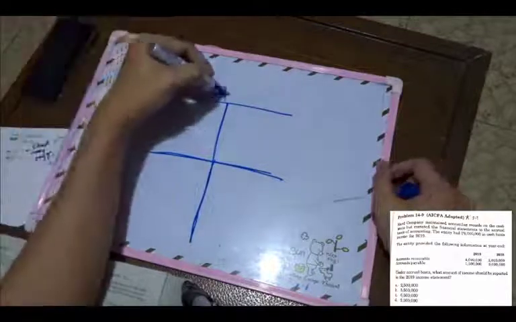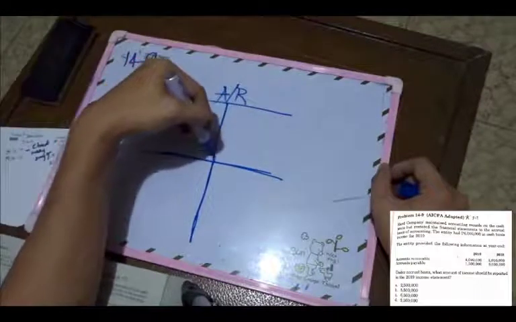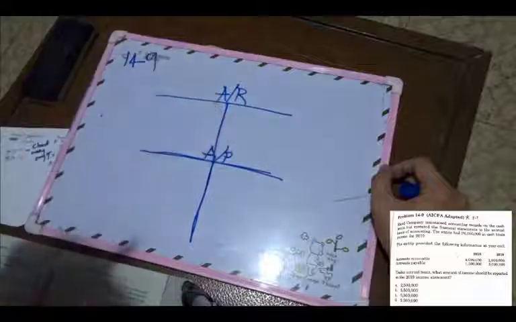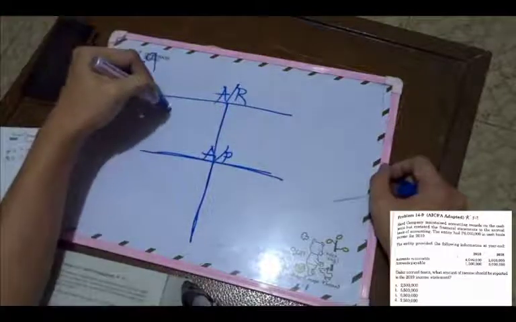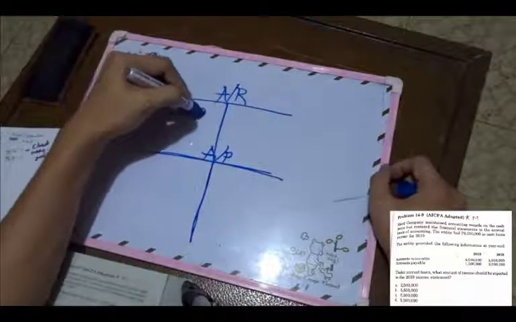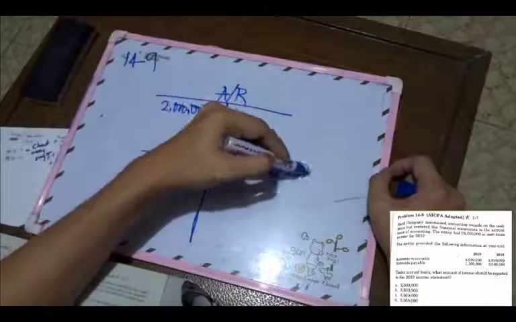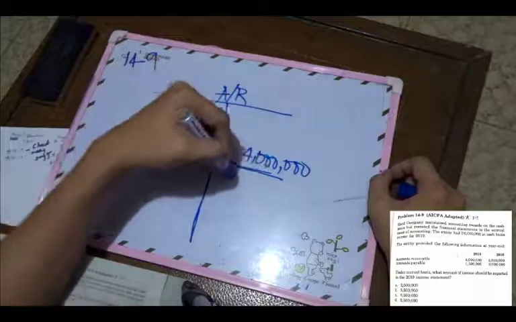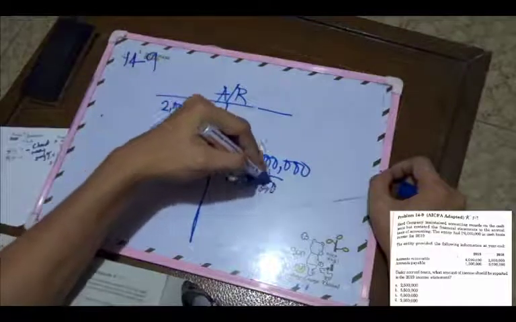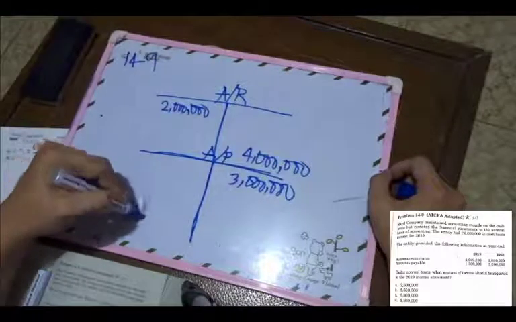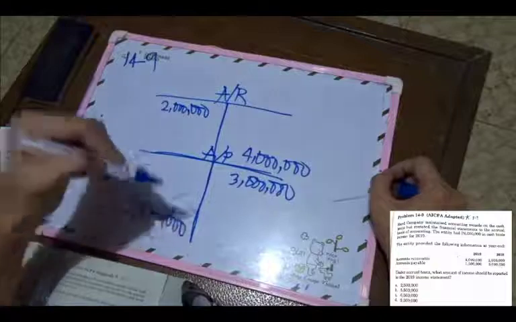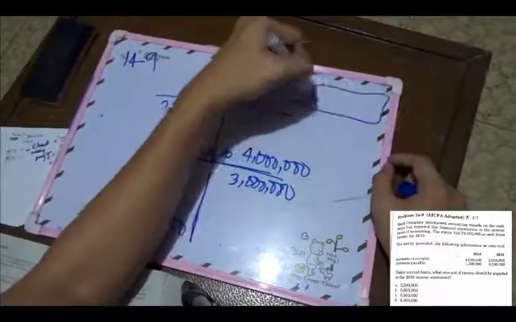So you have AR, AP. Beginning balance for AR is 2 million, debit side. Ending balance is on the credit side amounting to 4 million. Beginning balance for accounts payable is 3 million. Ending balance is 1.5 million. And you're given the additional information.